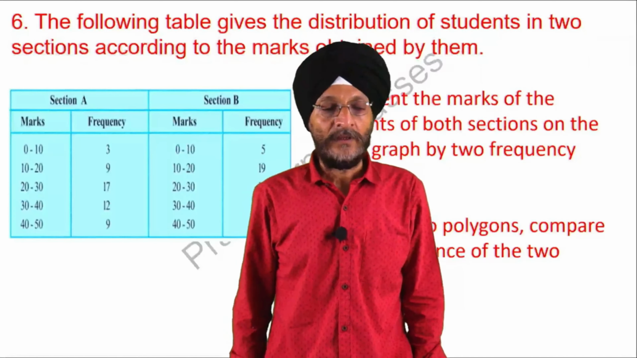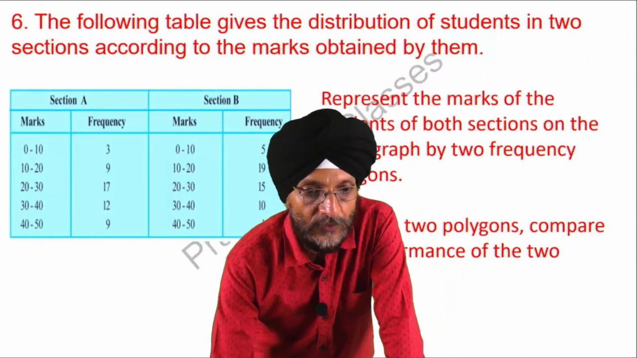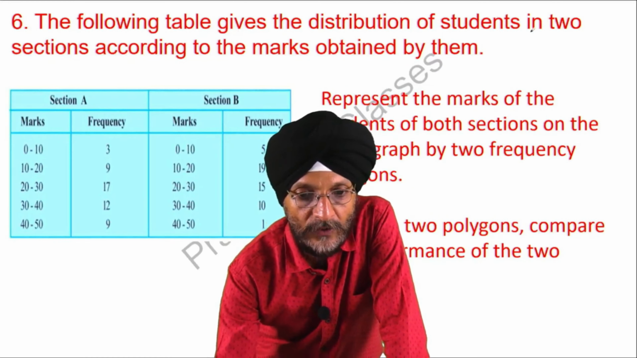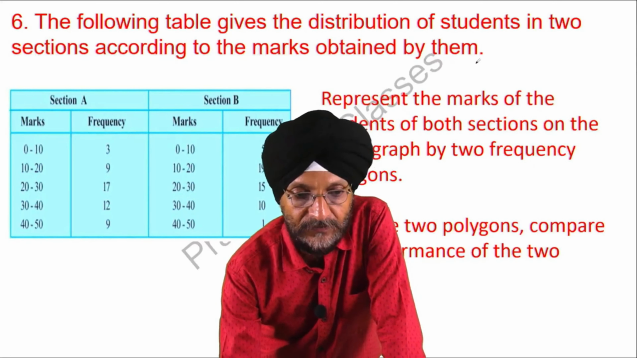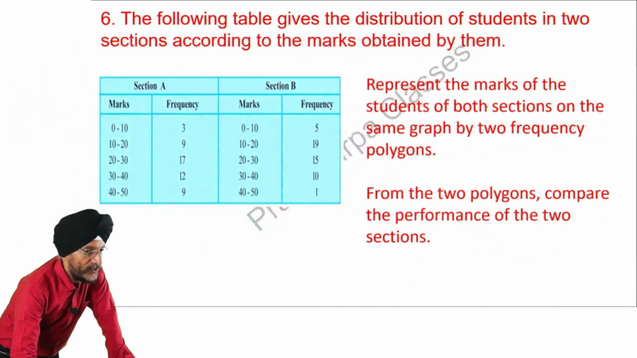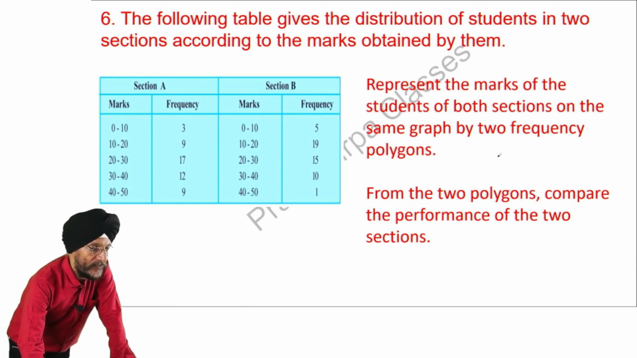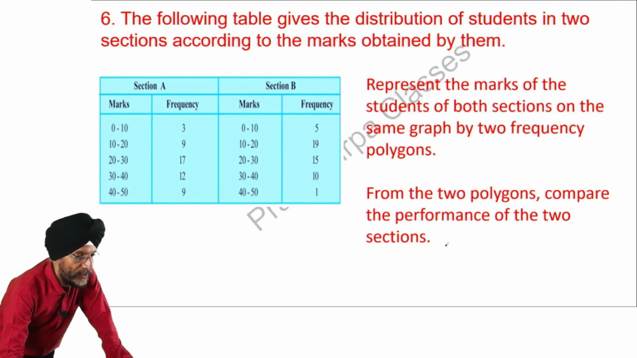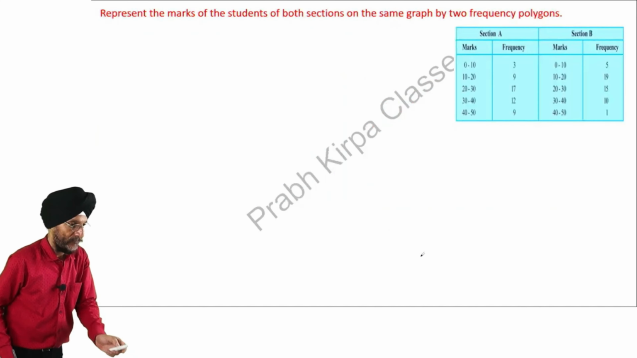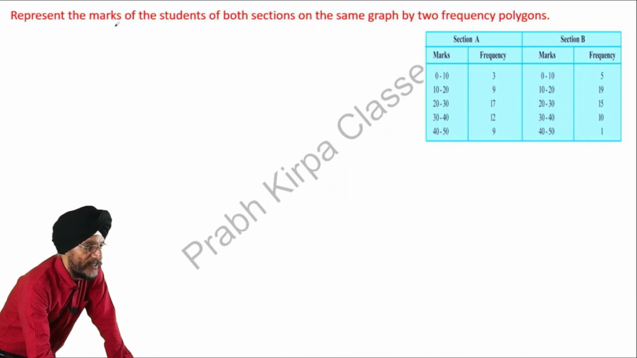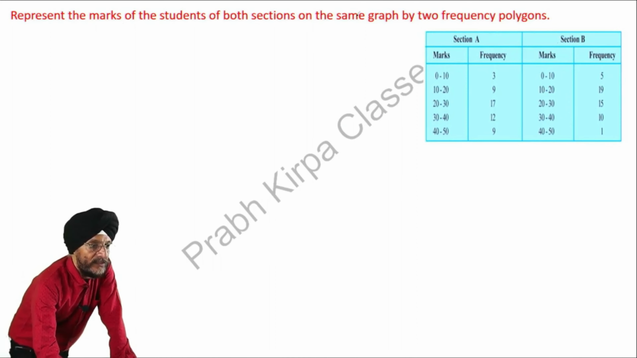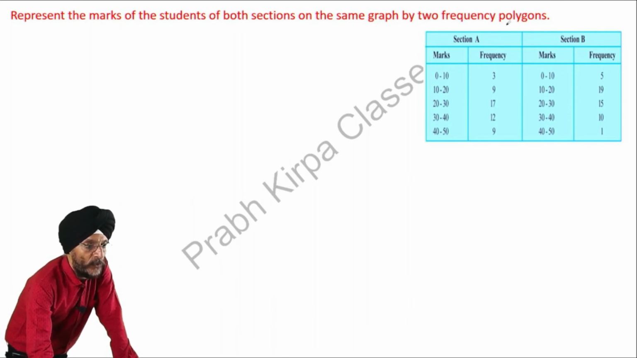184. Now the question before us is, the following table gives the distribution of students in two sections according to the marks obtained by them. Represent the marks of the students of both sections on the same graph by two frequency polygons. And next, from the two polygons, compare the performance of two sections. Now this is the data which has been given to us in the question, and we are to represent the marks on the same graph by the help of two frequency polygons.